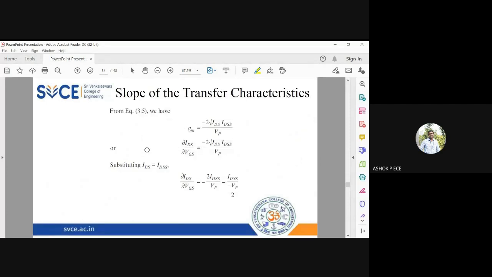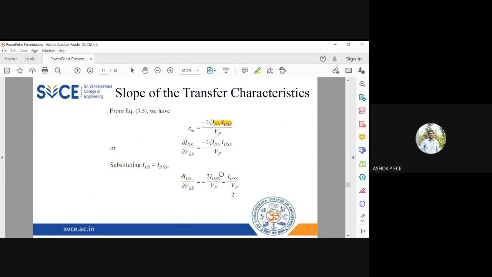And we are going to find what is the slope, what is the value of gm at IDS equal to IDSS. So when you put IDS equal to IDSS, these two currents are the same. So the gm value will be minus 2 into IDS by VP. Or you can also substitute IDSS, so minus 2 into IDSS by VP.